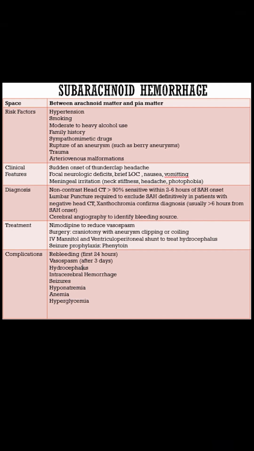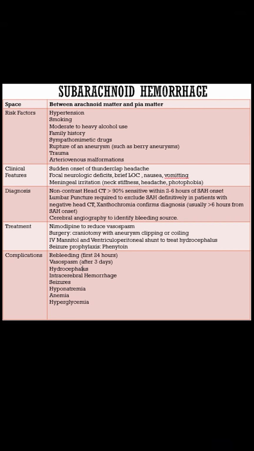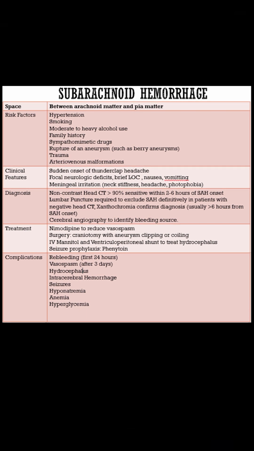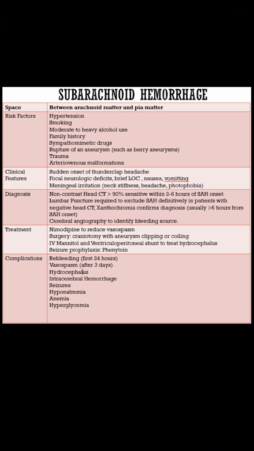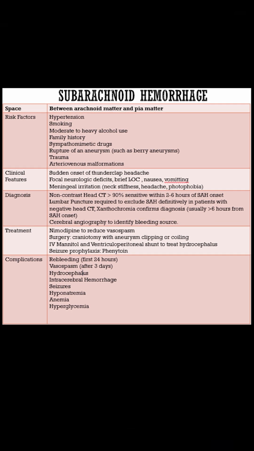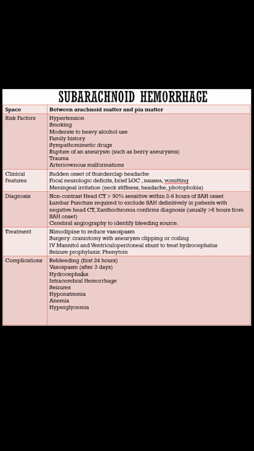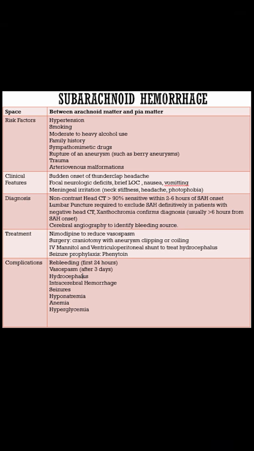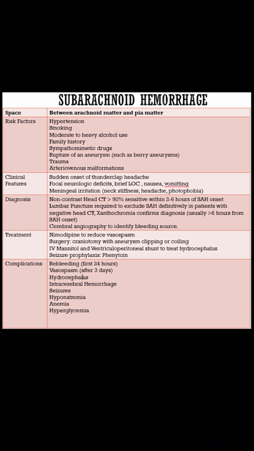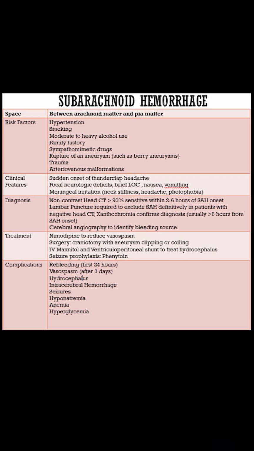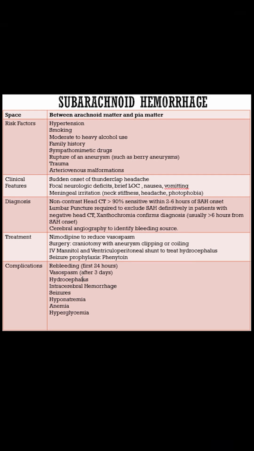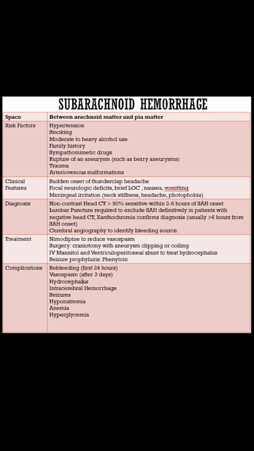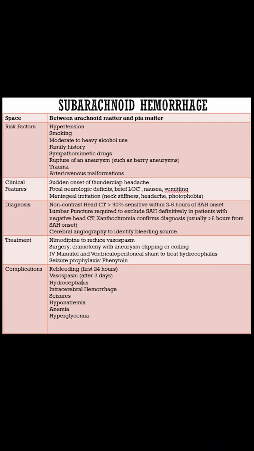The subarachnoid space is located between the arachnoid mater and the pia mater of the brain. This space normally contains the cerebrospinal fluid. The most common cause of bleeding within the subarachnoid space is rupture of an aneurysm, such as Berry aneurysms. These aneurysms occur at the circle of Willis, with the anterior communicating artery being the most common site. The other risk factors of subarachnoid hemorrhage include trauma, hypertension, smoking, moderate to heavy alcohol use, family history, use of sympathomimetic drugs, and arteriovenous malformations.